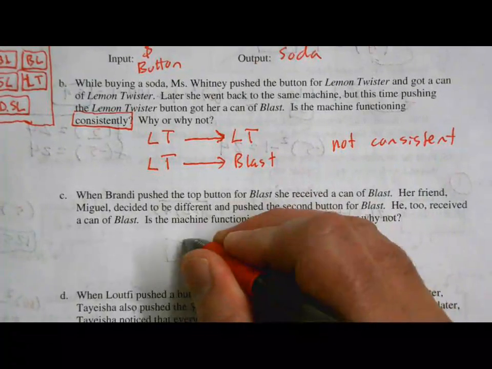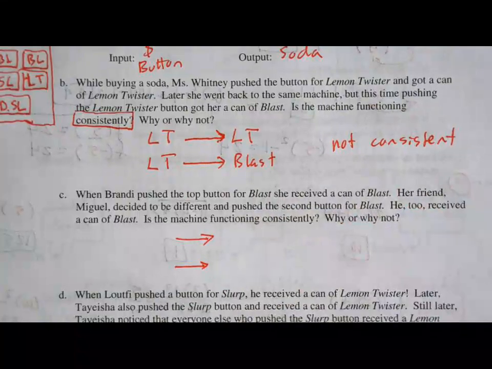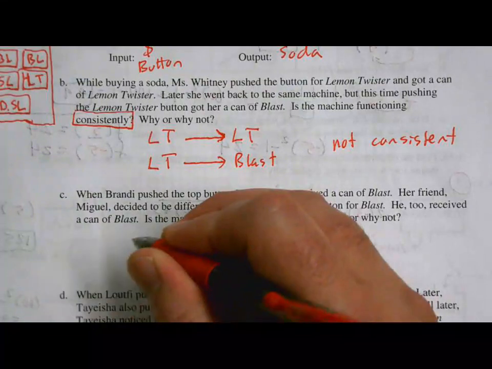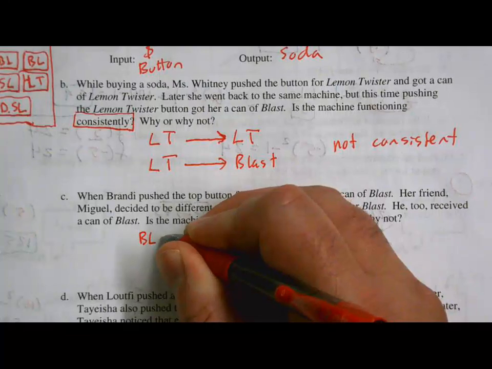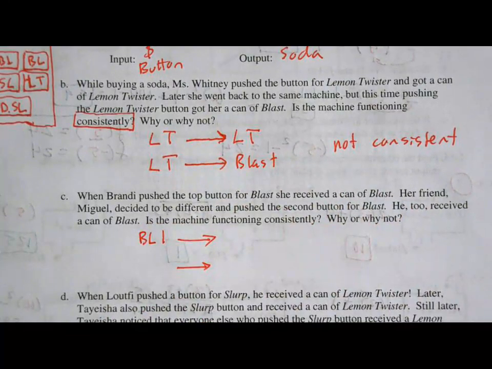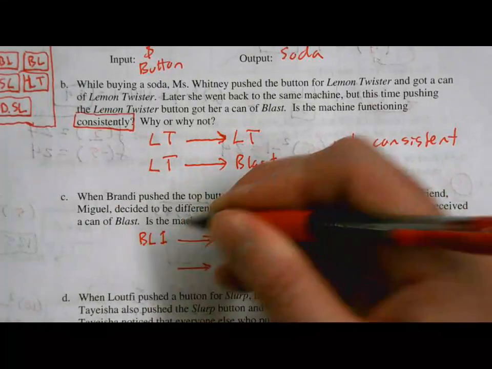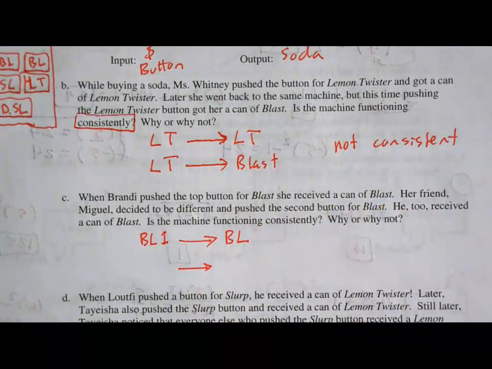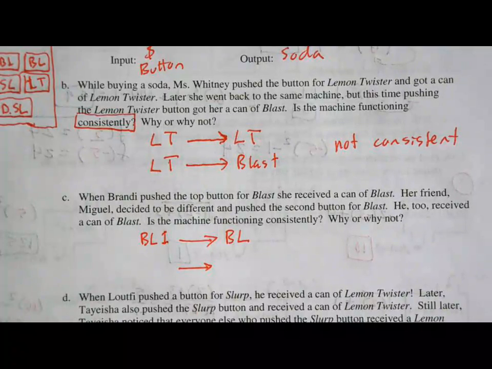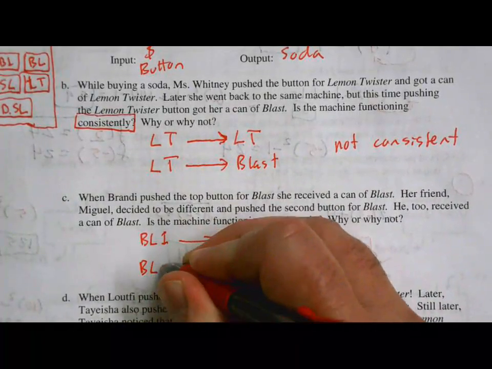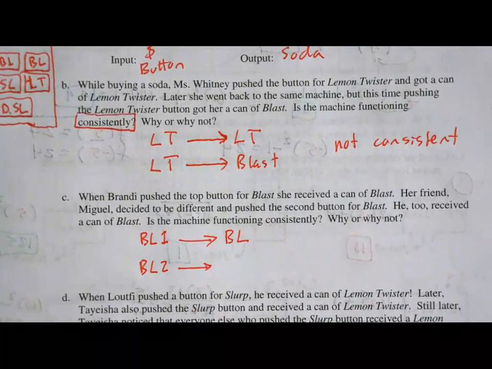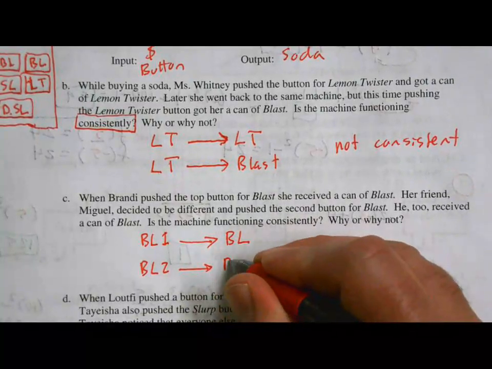All right, let's diagram this out. Can you guys go ahead and draw me some arrow diagrams for this too, please? Brandy came along, and what was Brandy's input? Blast. And I'm going to write blast 1 because there's 2 blast buttons. So she pushed the number 1 button for blast, and her output was blast. And then Miguel comes along, and he's going to be different, go his own way. He's also going to push the blast button, but he's pushing the other blast button. And what was his output? Blast.